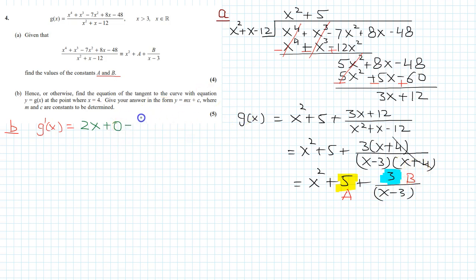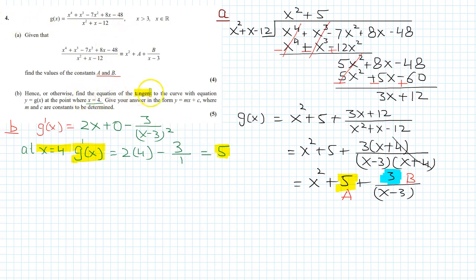so it will be minus 3 over (x minus 3) square. At x is equal to 4, g dash x will be 2 multiply 4 minus 3 over 1. So that is equal to 5. This is dy over dx at x is equal to 4, it is 5.